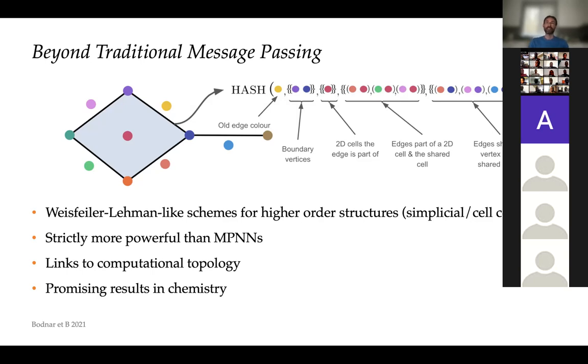So at the next level, three-dimensional simplices will be tetrahedra and so on and so forth. And cell complexes are even more general structures. Basically, they're an implementation of a certain discrete topology. And you can show that by doing this kind of higher order message passing, you can get architectures that are strictly more powerful than traditional message passing in neural networks.